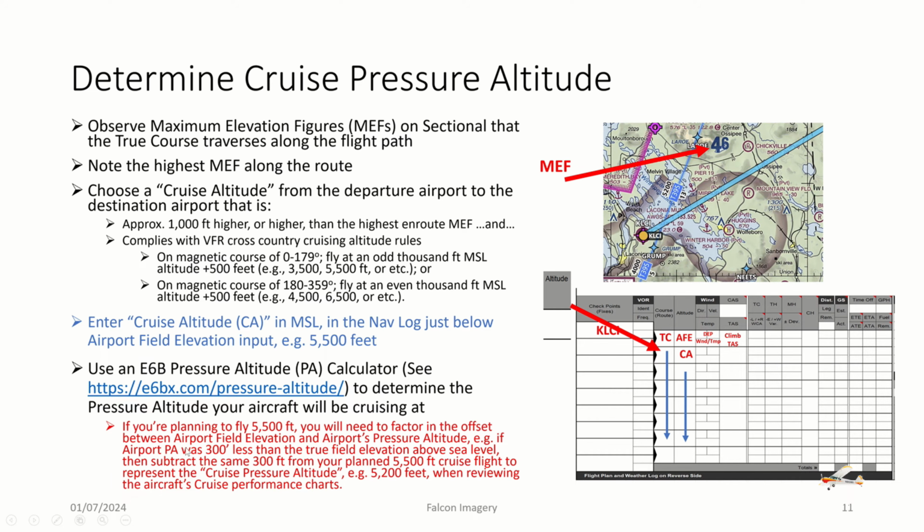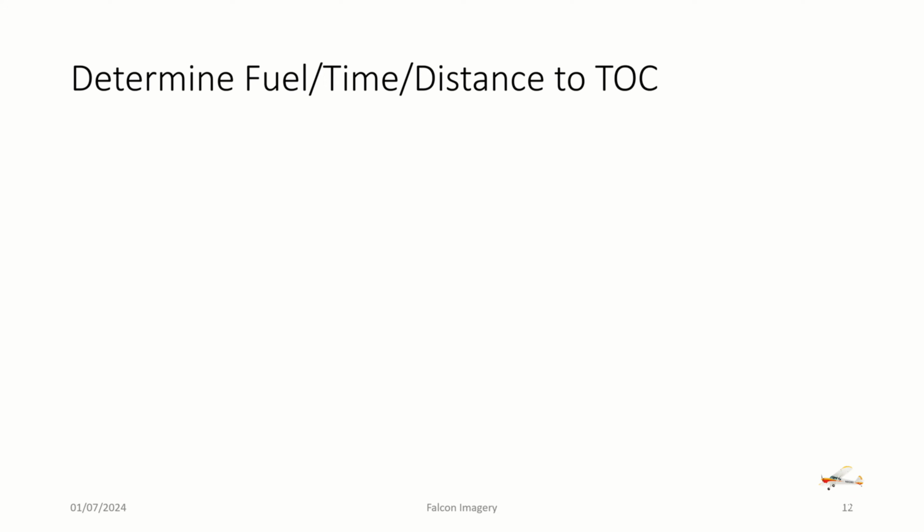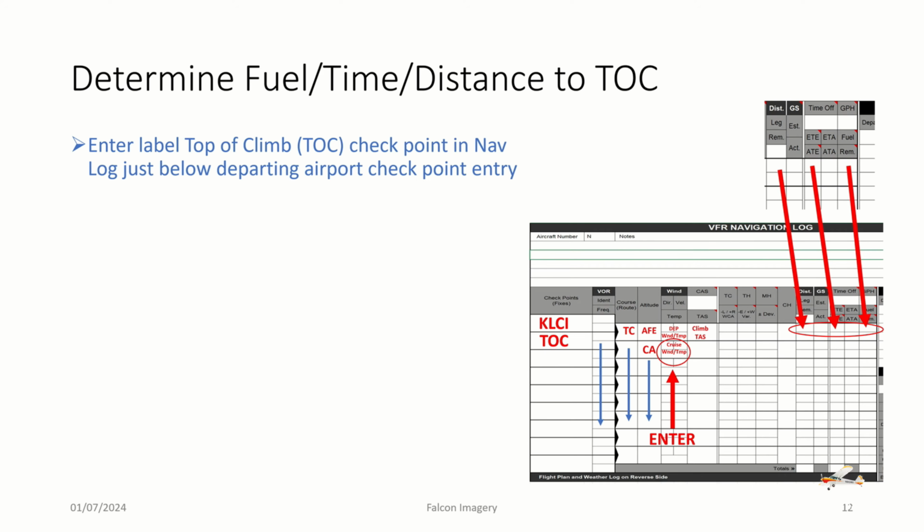For example, if the airport pressure altitude was 300 feet less than the true field elevation above sea level, then subtract the same 300 feet from your planned cruise altitude of 5,500 feet to represent the cruise pressure altitude, for example, 5,200 feet. And so when you're reviewing your aircraft's cruise performance charts, you'll be looking at the pressure altitudes associated with 5,200 feet and the corresponding temperature at that altitude. So we'll put in here the 5,500 feet, but we're going to look at the 5,200 foot pressure altitude in the cruise performance charts. Next, we want to determine the fuel, time, and distance to top of climb.